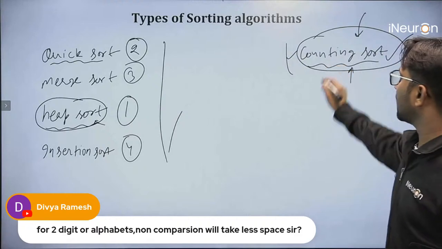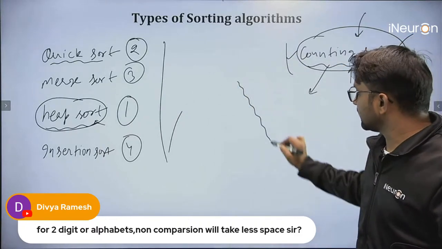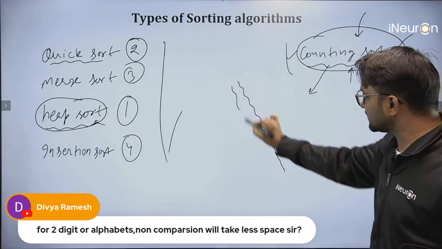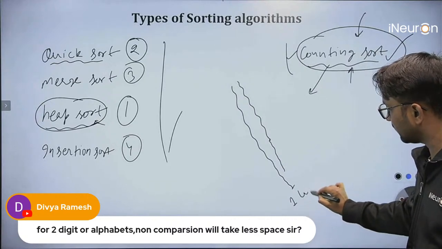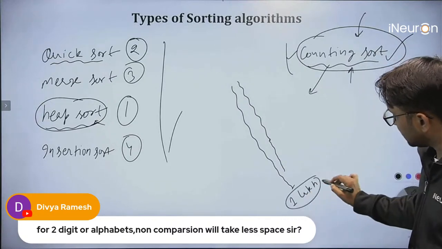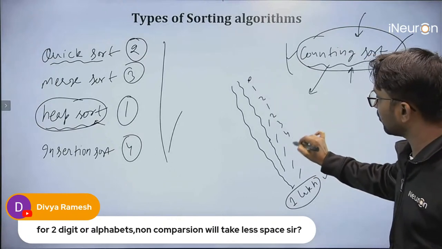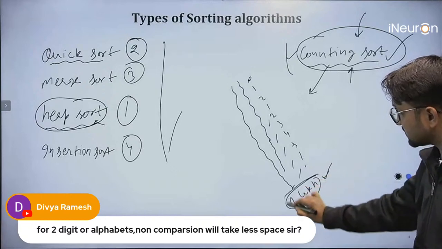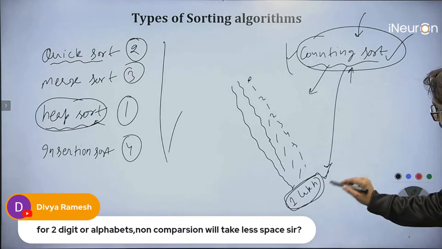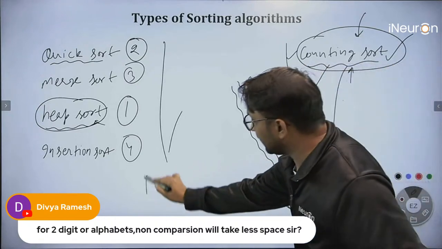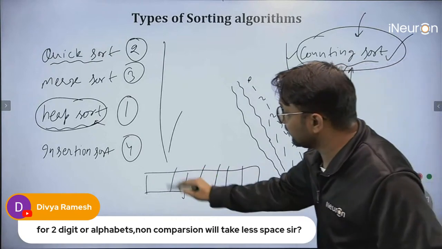Actually, what is the problem with counting sort is that, let's suppose you are providing it one-digit numbers. All are one-digit numbers, and only one number is there which is 1 lakh, and all other numbers are like 0, 1, 2, 1, 2, 3, 4, 5. Only one number is this big. Then you know how much space counting sort will take? It will create a temporary array of 1 lakh size.